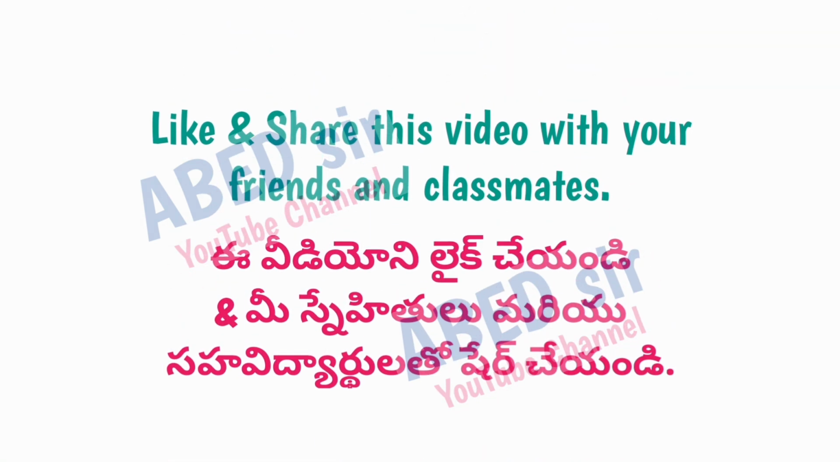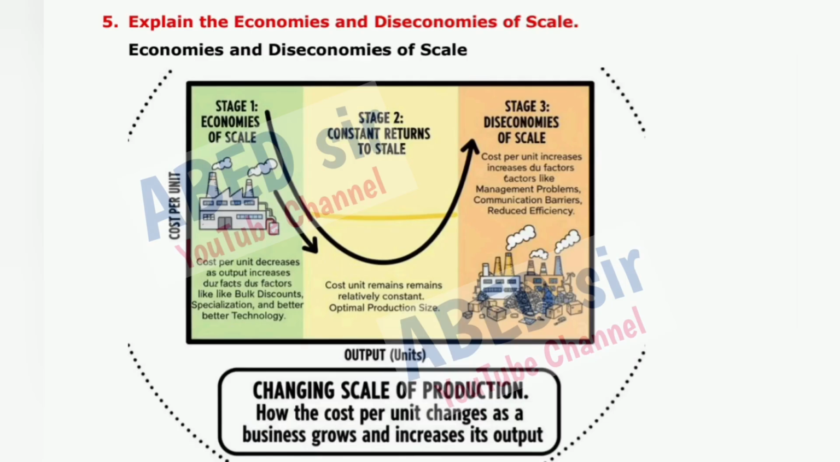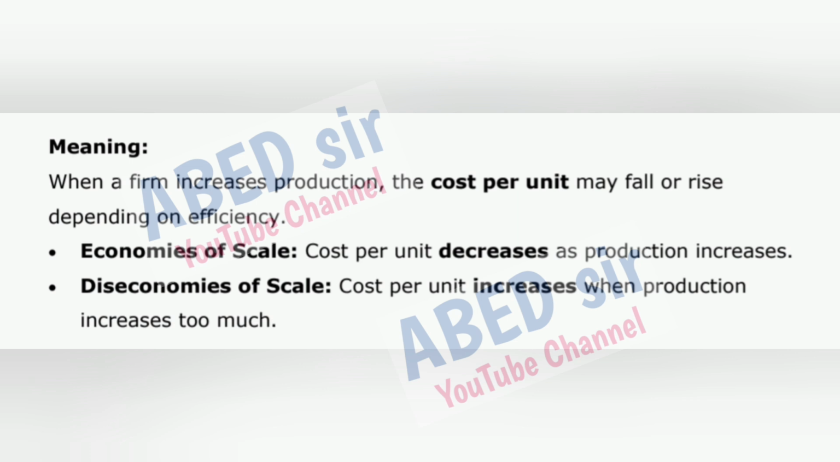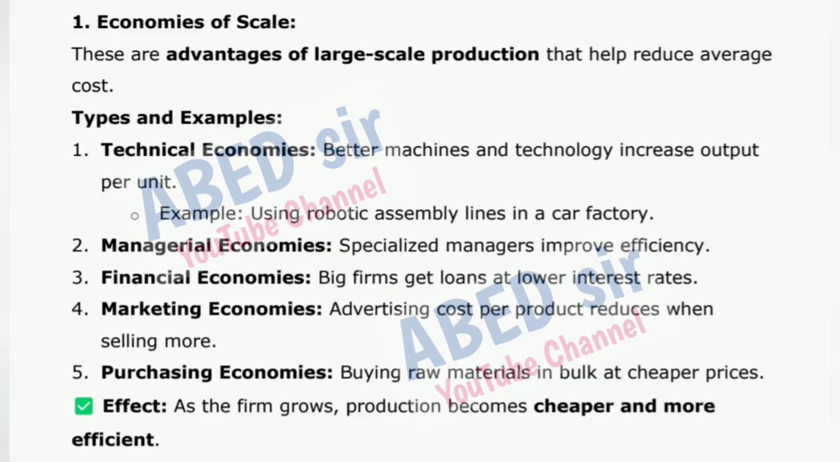Next important long question is: 5. Explain the economies and diseconomies of scale. Economies and diseconomies of scale. Meaning: when a firm increases production, the cost per unit may fall or rise depending on efficiency. Economies of scale: cost per unit decreases as production increases. Diseconomies of scale: cost per unit increases when production increases too much.